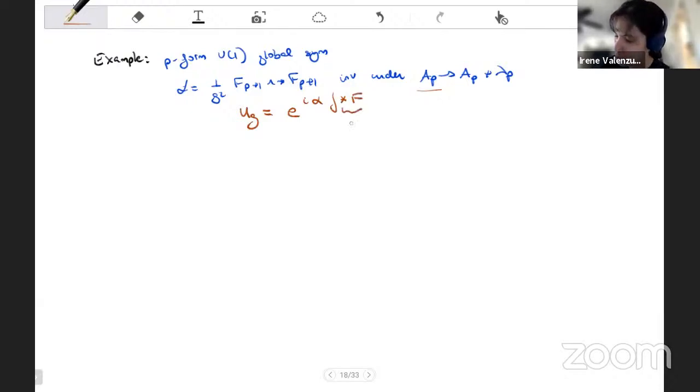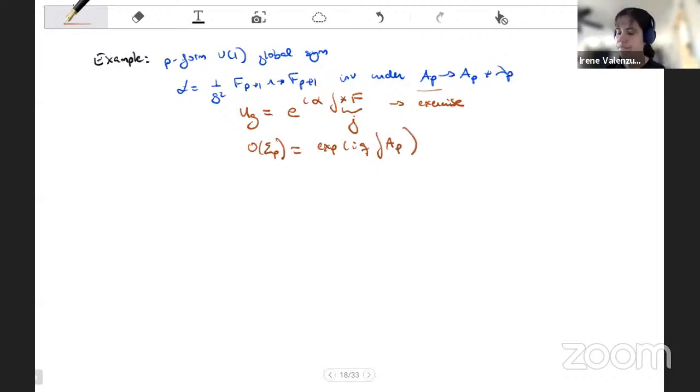Okay, so this is the current that you can derive from Noether's theorem. And then the charge operator, you can do this as an exercise, it's a nice exercise, very simple. The charged operators are the Wilson surfaces, the Wilson lines, that indeed live on p-dimensional manifolds, right? And since this is a p+1 form, that's why this has to be integrated on a d minus p minus 1 manifold.